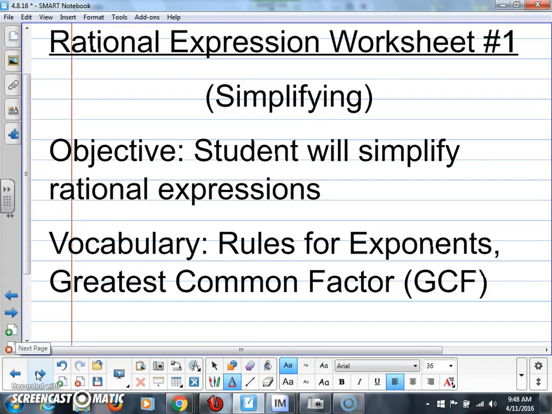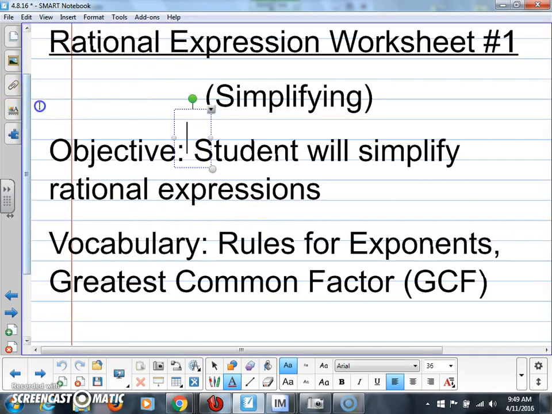Okay, so we're going to take notes on rational expression worksheet number 1. We're going to learn how to simplify. The video that you're supposed to watch over the weekend shows you how to get the greatest common factor and how to factor. Okay, so we're going to combine all this together. One of the things that you need to learn is how to simplify rational expressions. This part is easy. The only thing you need to know are the rules for the exponents, which is that first page, and the greatest common factor, which you already started learning about.